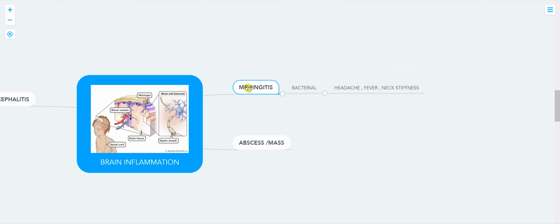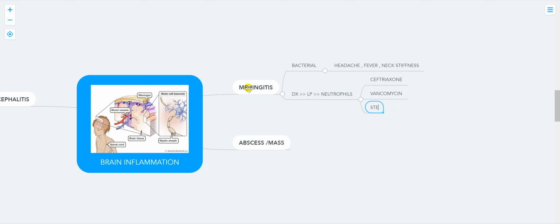Okay, how do you diagnose it though? It's a bacterial infection that causes these symptoms. How do you diagnose it? First and best, lumbar puncture shows many neutrophils. Okay, how do you treat it after you confirm that? Then you treat it with ceftriaxone and vancomycin for everyone, and then steroid for everyone. You add ampicillin only if immunocompromised.